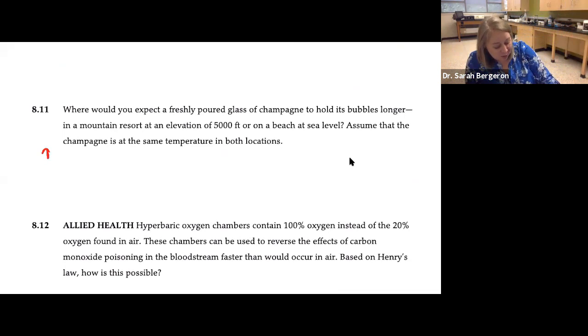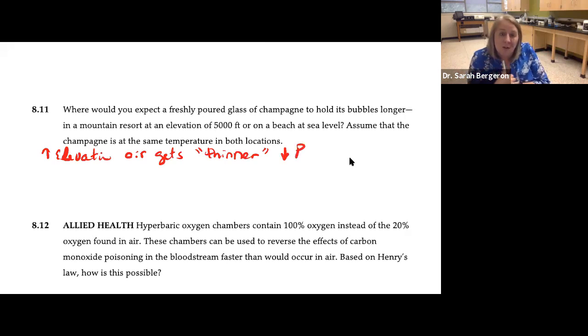As you increase your elevation, have you heard this, the air gets thinner. What does that mean? That means you have fewer gaseous particles, so that's a decrease in pressure. So if you go up in elevation, you have a decrease in air pressure. So what do you think would happen? If you want the most bubbles inside of your champagne, you need to drink it at sea level.